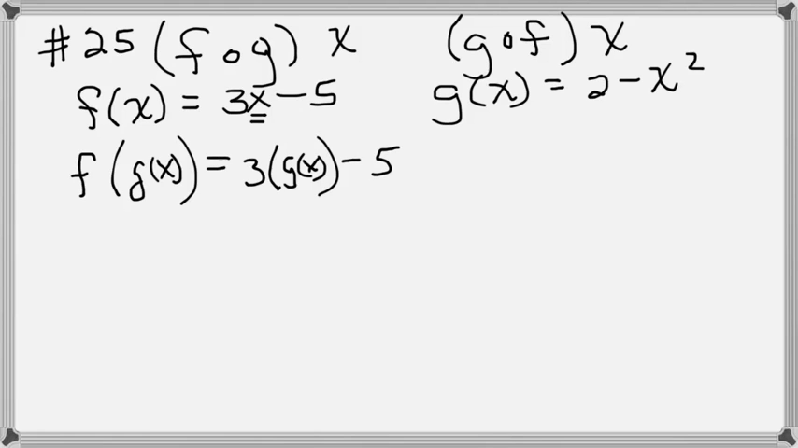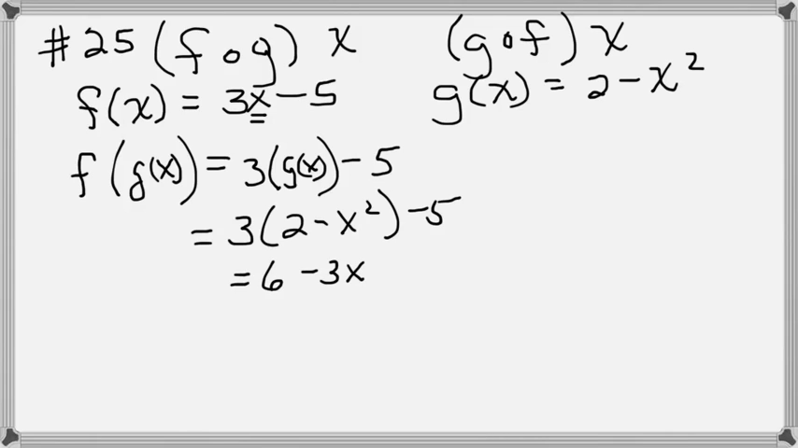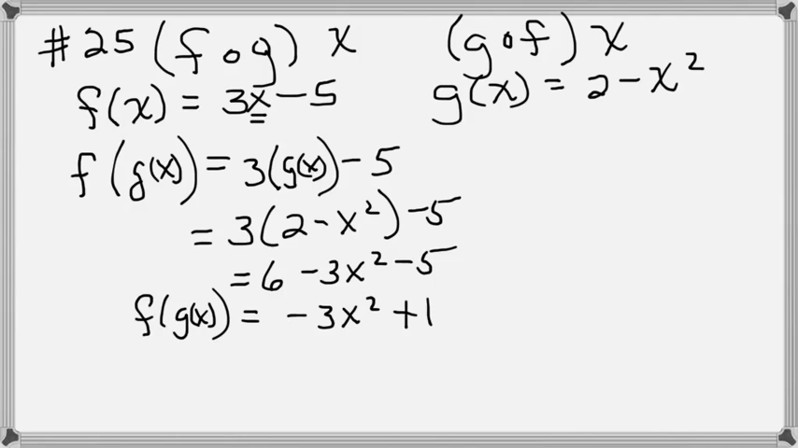So I'm going to do 3 times 2 minus x squared, minus 5. And I'll have, don't forget distributive property, 6 minus 3x squared minus 5. And make sure that you're combining your like terms. You have a positive 6 and a negative 5. And so your f of g of x would be negative 3x squared plus 1.